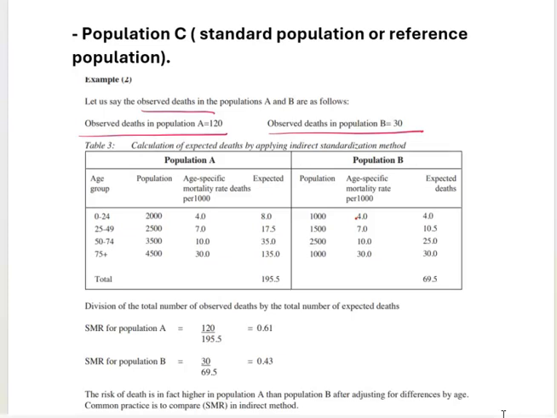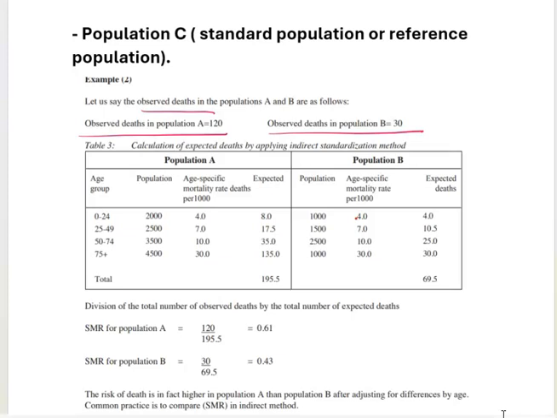subgroups, population per subgroup, age-specific mortality rate per 1000. This has been taken from population C, and we are going to show how to calculate expected number of deaths. So some data has been given here. For population A, observed death in population is 120. Observed death in population B is 30.